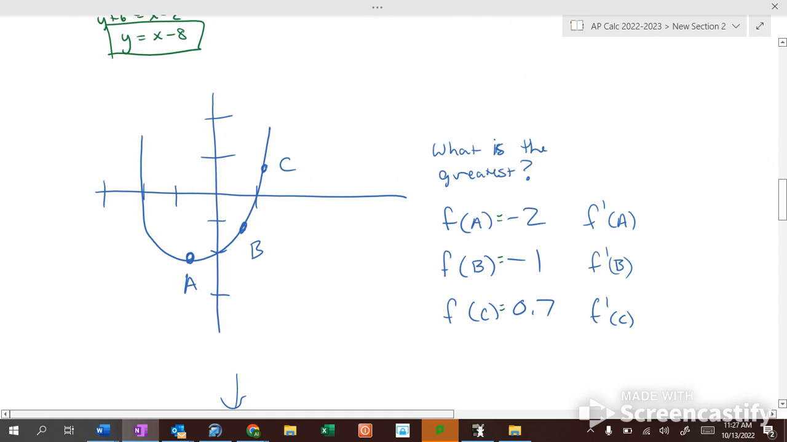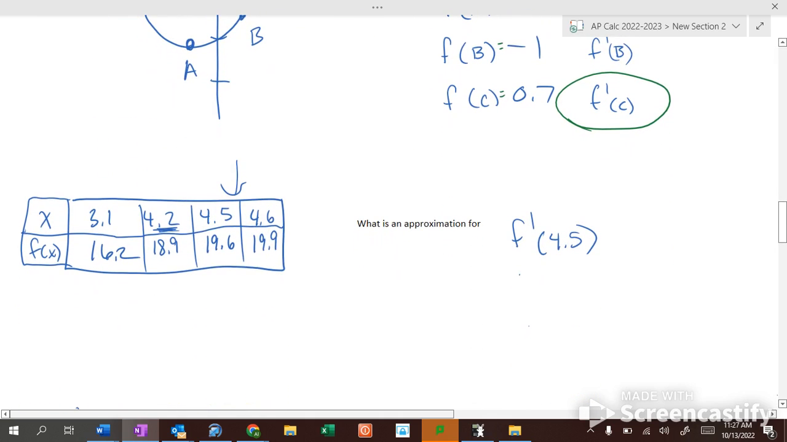All right, which point is the greatest? The first derivative at A, the first derivative at B, or the first derivative at C? C, why? It has a higher rate of change, so it's a higher slope, so it is the greatest at that point. Okay? What's an approximation for the first derivative at 4.5?